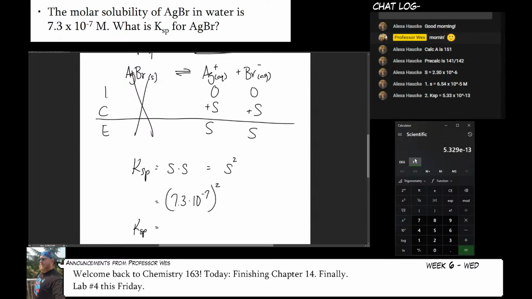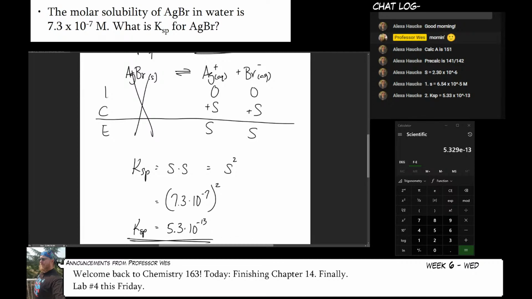Oh, there we go. There you go. All right, should be no problem. This is the easy stuff for this chapter. It gets ridiculously awful pretty quickly.